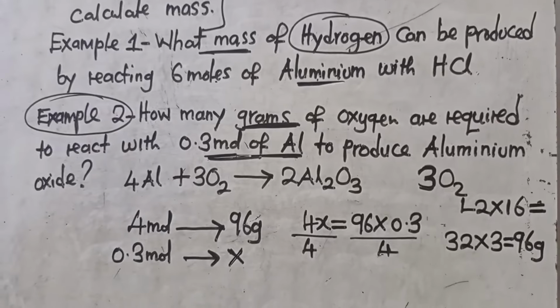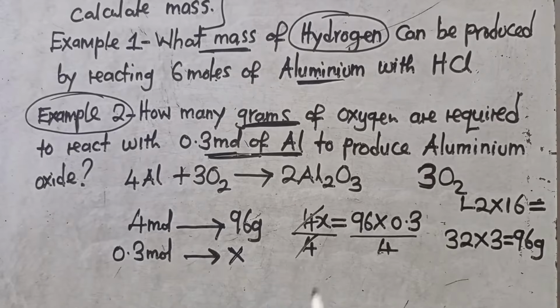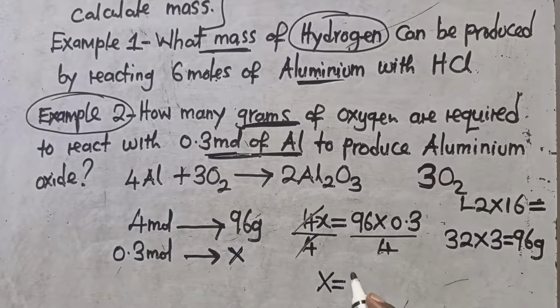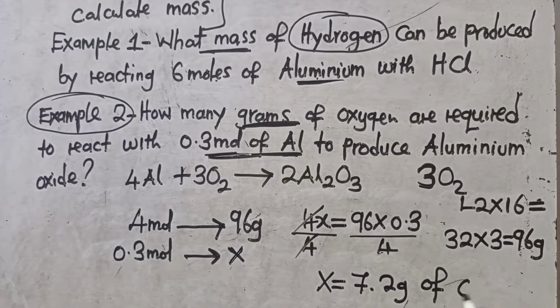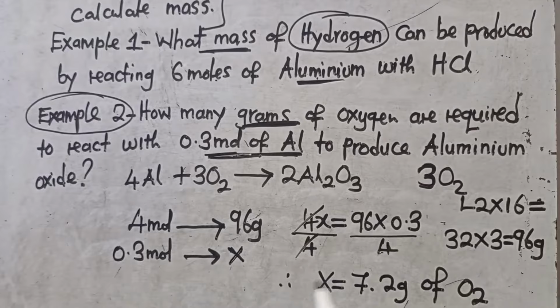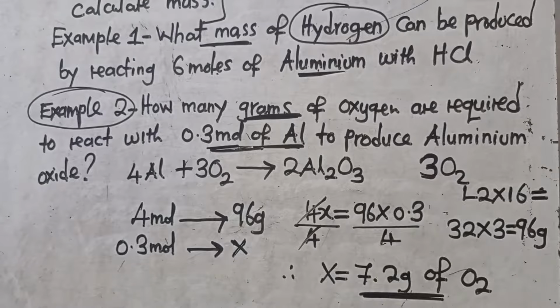So I'll just say x is equal to, now you get your calculator, you multiply 96 times 0.3. After you see the answer, that's when you divide by 4. You need to get 7.2 grams of oxygen. So therefore x is equal to this. This is the answer. The same way I'm solving, that's how you need to know how to solve.